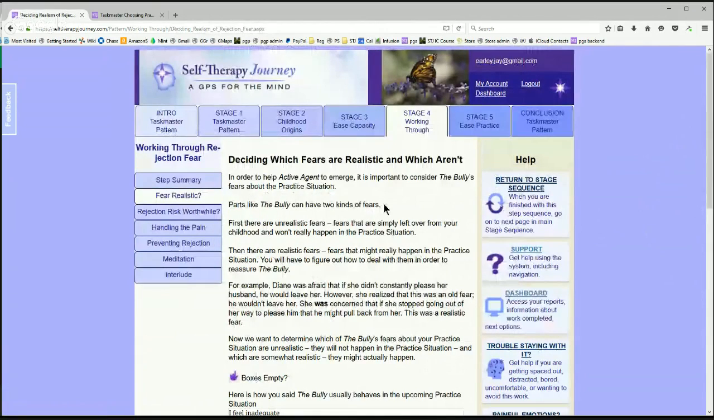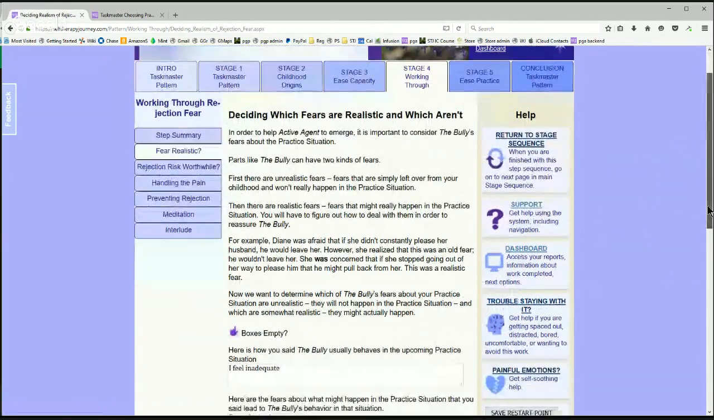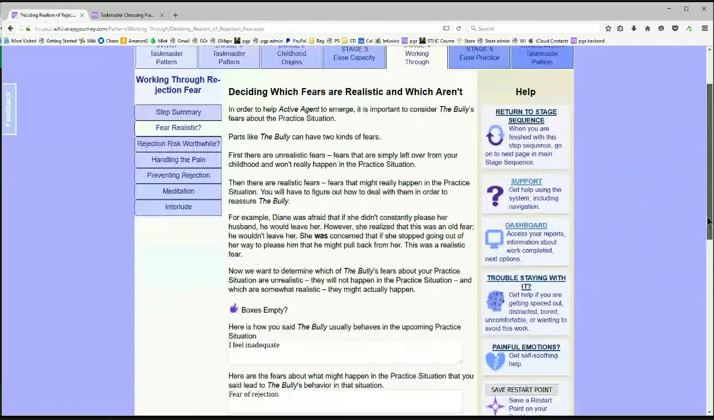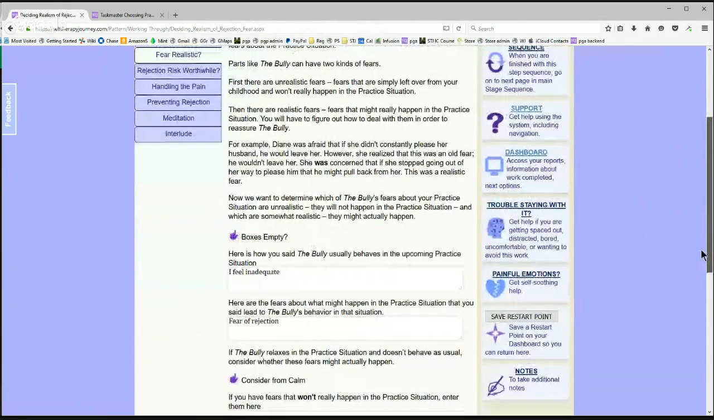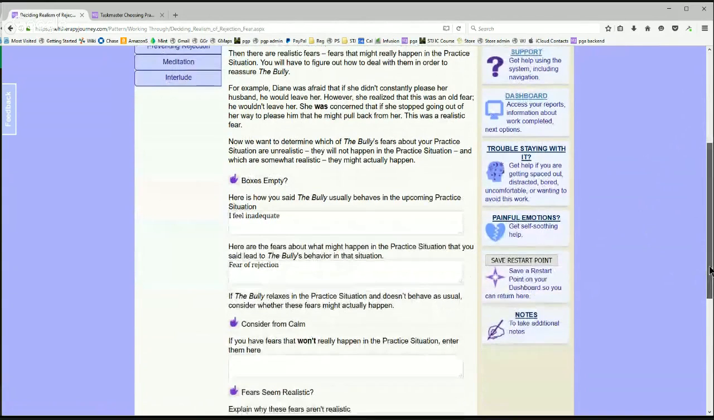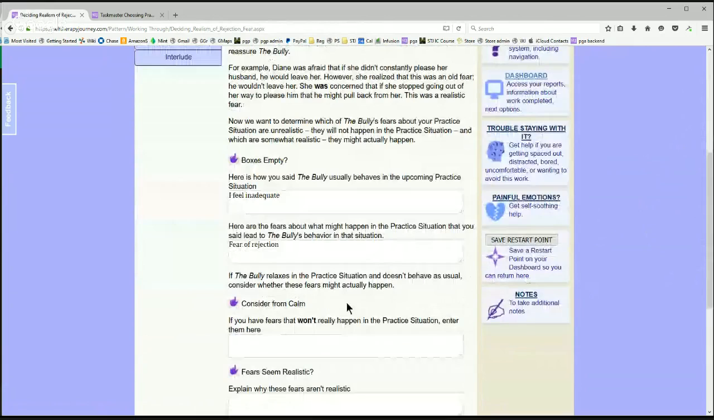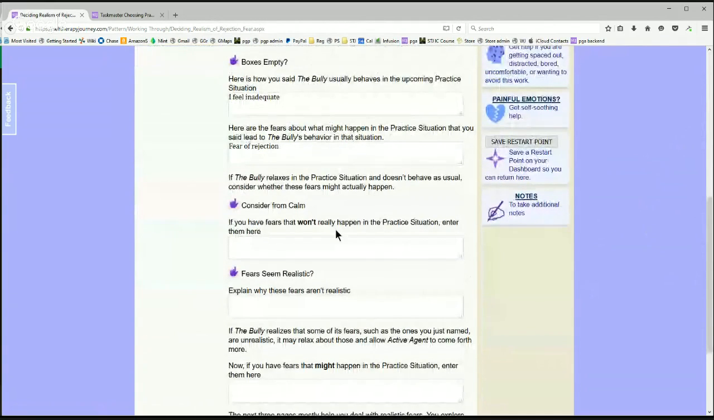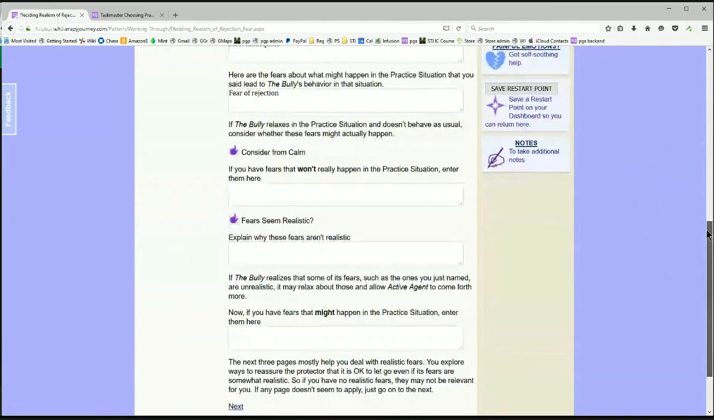In this case, the inner critic's fear was the fear of being rejected, and the situation is speaking out. So is it realistic to fear that you would be rejected if you speak out in the next couple of weeks? You want to ask, is that likely to happen or not? And that will influence how you negotiate with your inner critic in order to get it to relax and not attack you in those situations.